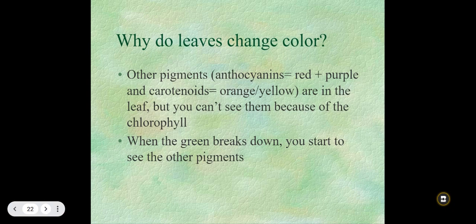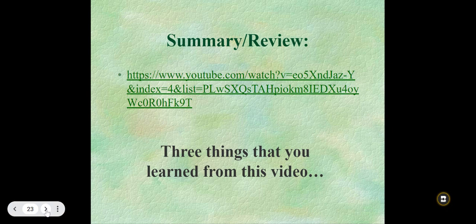So we get these other pigments that we see either as an anthocyanin, which gives your reds and purples, or a carotenoid, which gives your oranges and yellows. These slides break that down for you. You can't see them because of the chlorophyll. Green starts to break down, and other pigments show up.